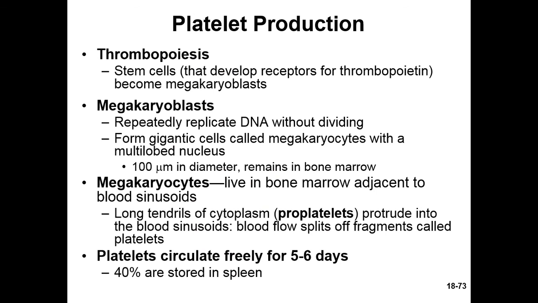Alright, thrombopoiesis, the stem cell that produces the platelet is a megakaryoblast. When you keep duplicating the DNA without dividing, it gets very large. Then megakaryocytes in the bone marrow adjust through the blood sinusoid. Then they begin to fragment and protrude out. They normally circulate 5 to 6 days, and then they're stored in the spleen.